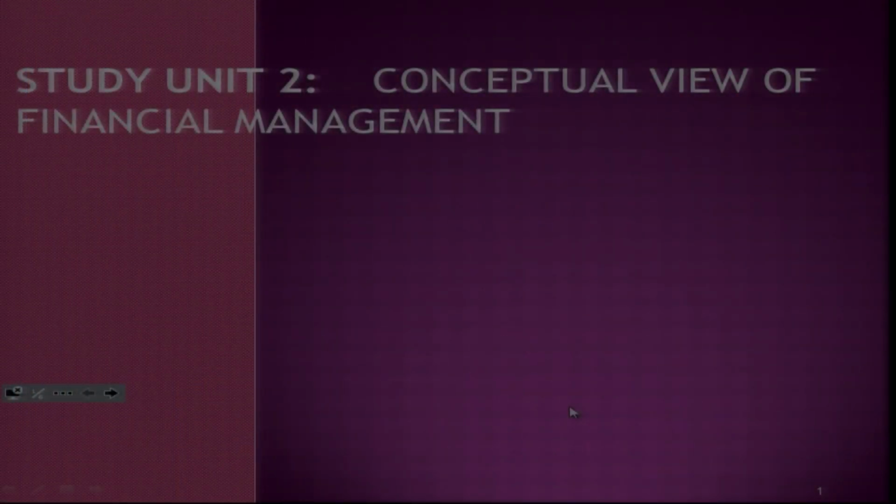Today we're going to do the conceptual view of financial management. Remember our last class, we did the introduction to financial management where we looked at the relationship between key players within an organization. We looked at the difference between a financial accountant compared to a financial manager, a management accountant compared to an economist, and a tax accountant. So that's what we looked at. Today we're going to get a conceptual view of financial management.